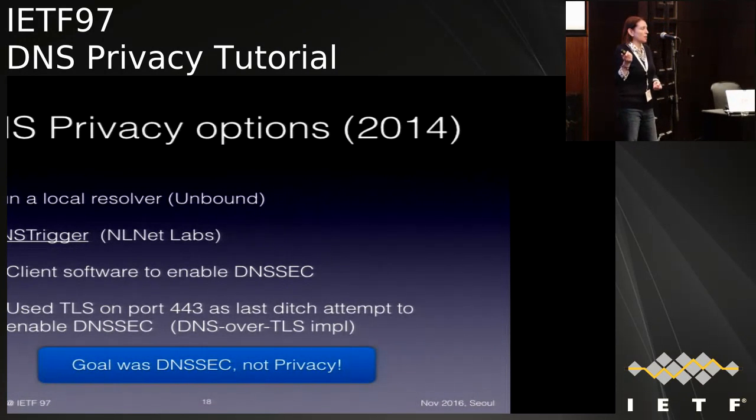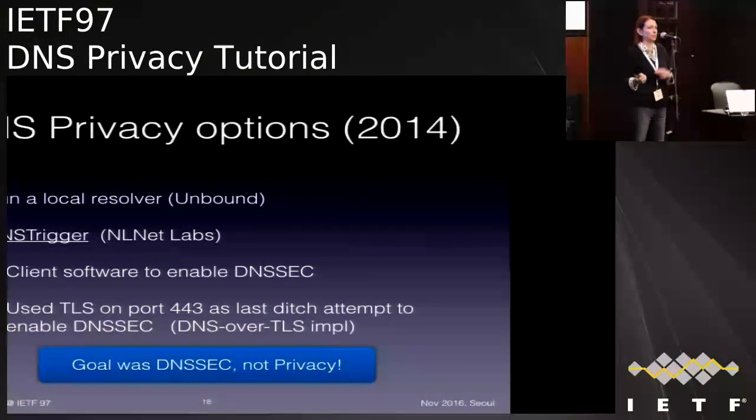Also, what came out around this time was a tool called DNS Trigger. Now, again, the motivation for this was to enable DNSSEC on an end user computer, and the privacy aspects were a byproduct. But what it did was it used, as a last-ditch attempt, DNS over TLS on port 443. But what this did mean is there was an implementation of encrypted DNS out in the wild that some users were able to harness and use for their own ends to do private DNS, even at this early stage.